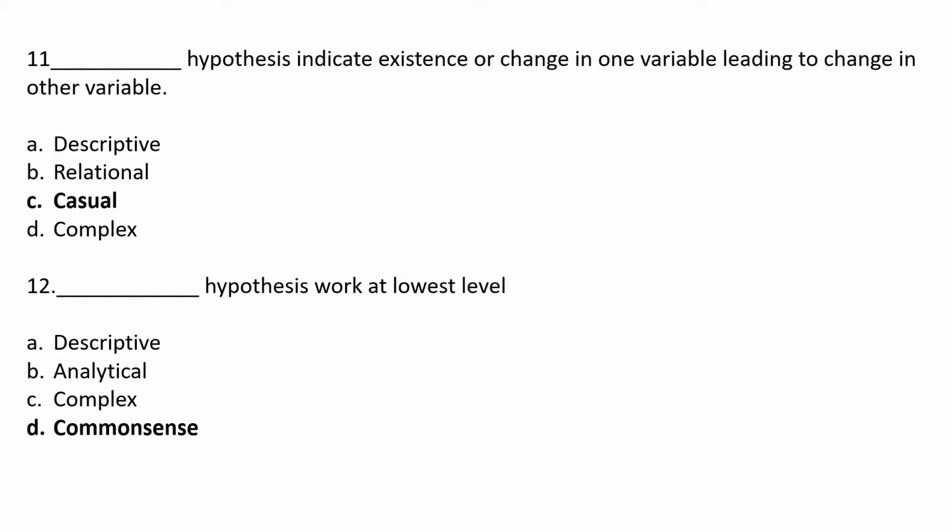Dash hypothesis indicate existence of change in one variable leading to change in other variable. Option A, descriptive. Option B, relational. Option C, casual. Option D, complex. The correct answer is option C, casual.